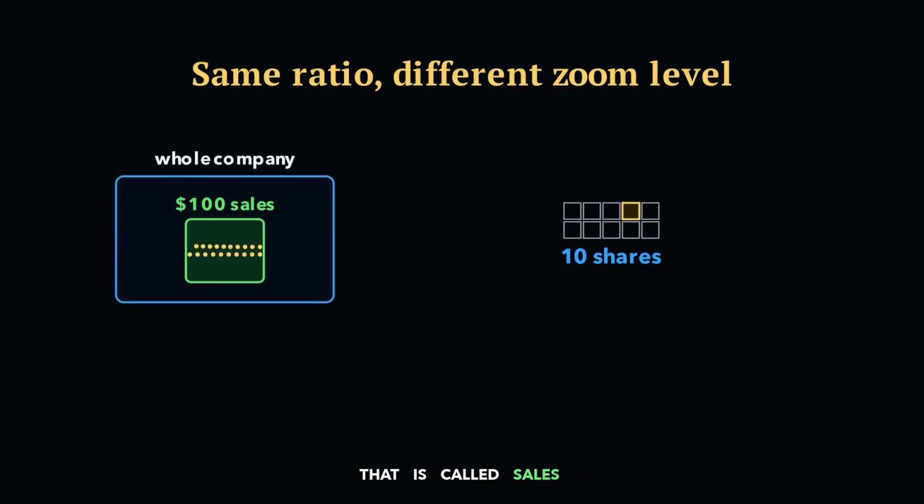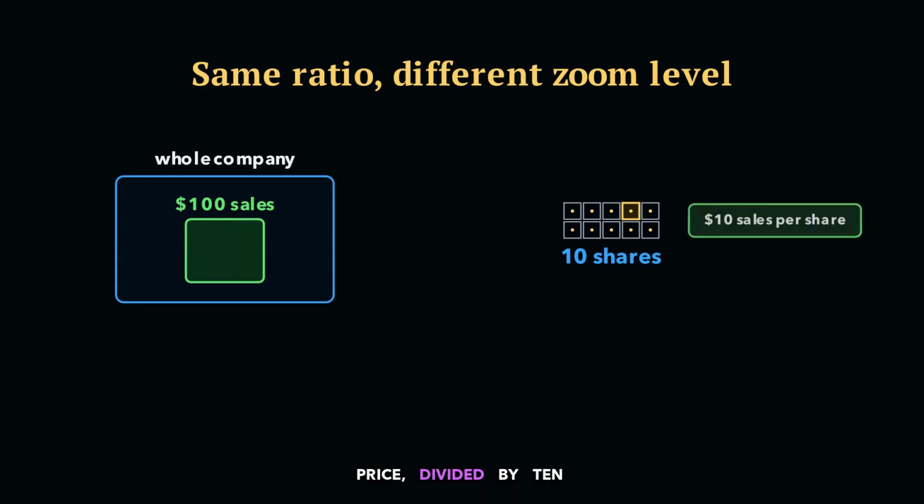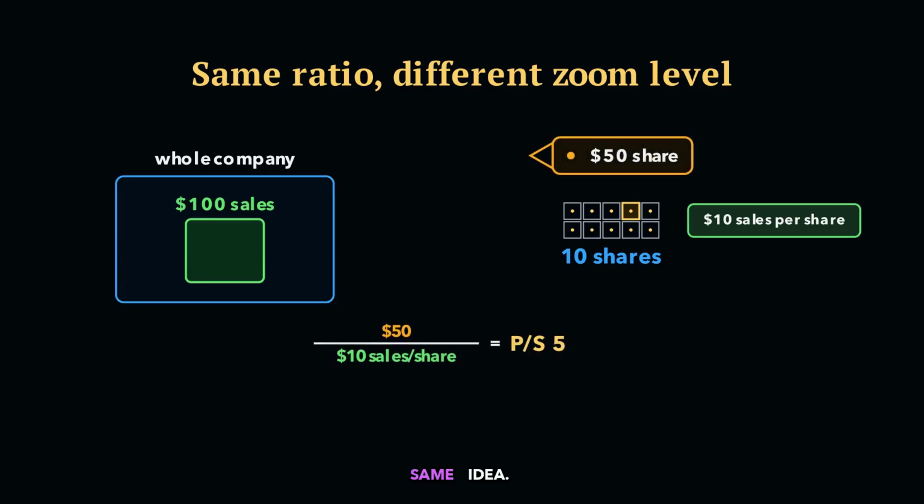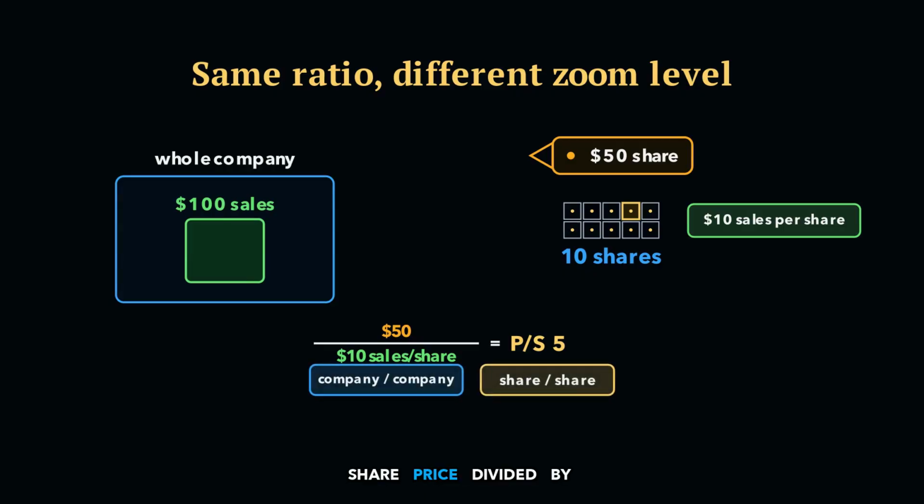That is called sales per share. Now imagine one share trades for $50. $50 of share price divided by $10 of sales per share equals PS of 5. Same idea, different zoom level. Whole company, market value divided by sales. One share, share price divided by sales per share. Just keep the units matched, company with company, share with share.